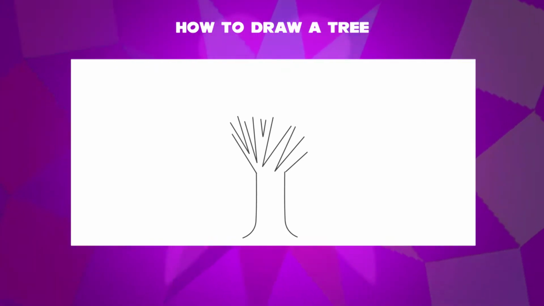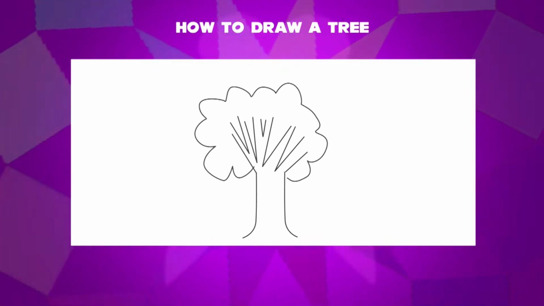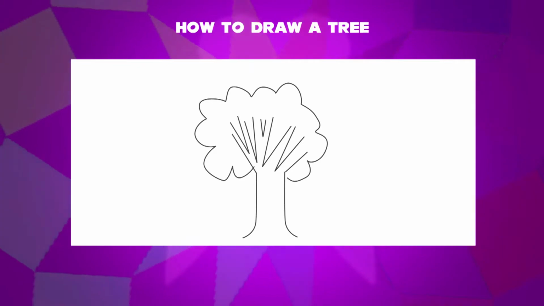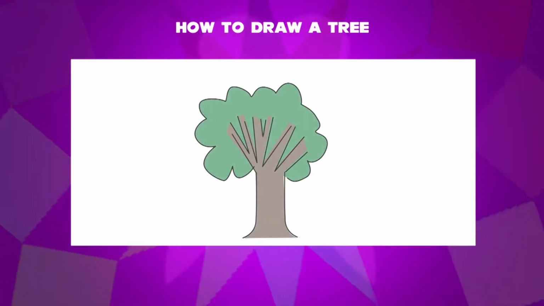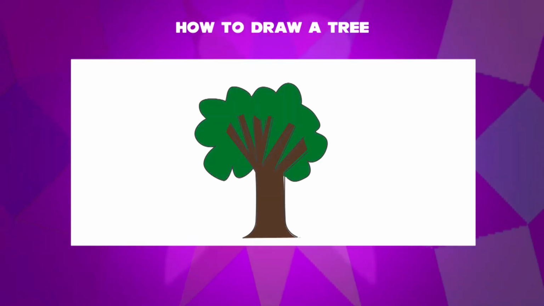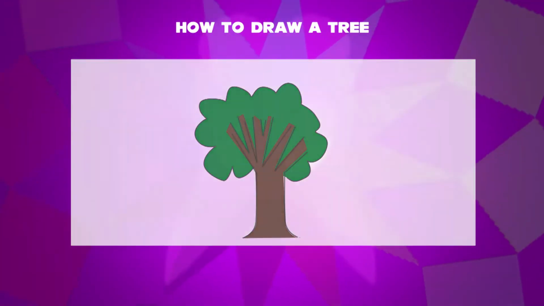Then in the third step, leaves. But they merge with each other, forming a cloud. Actually, it's green in color. Finally, coloring the tree to give it a good look.